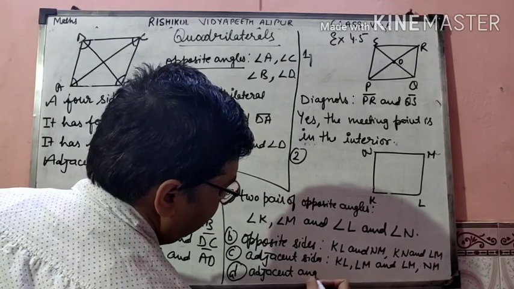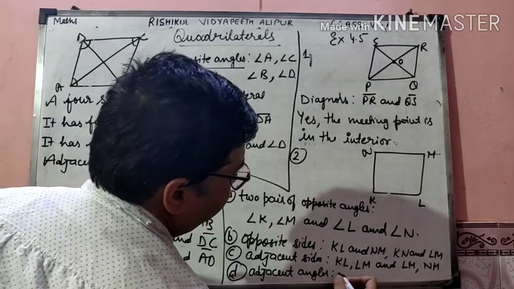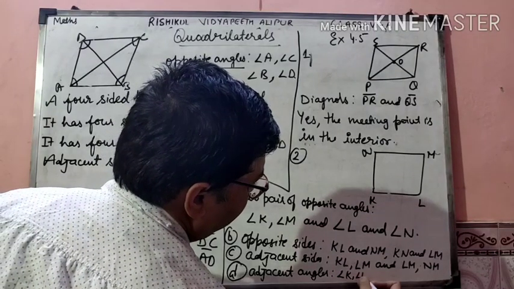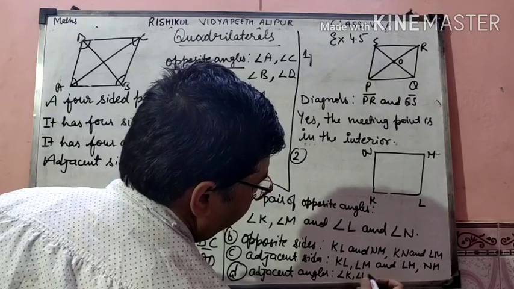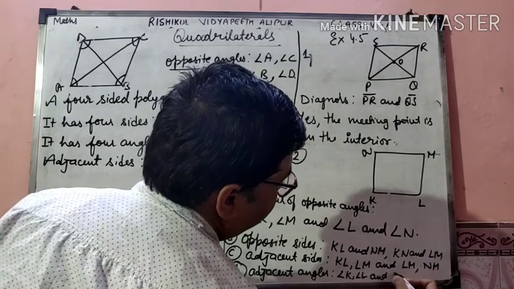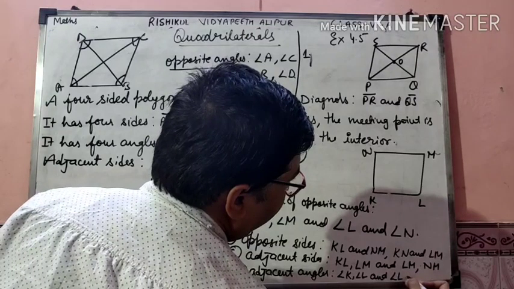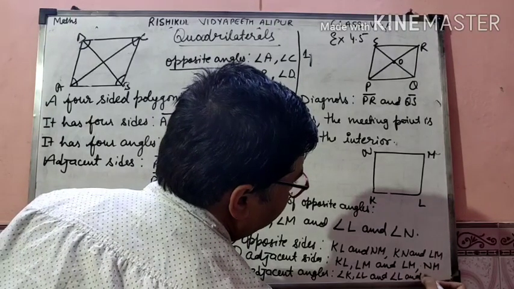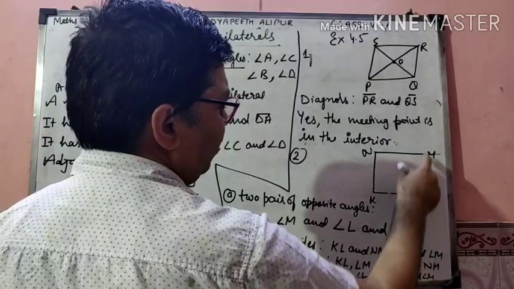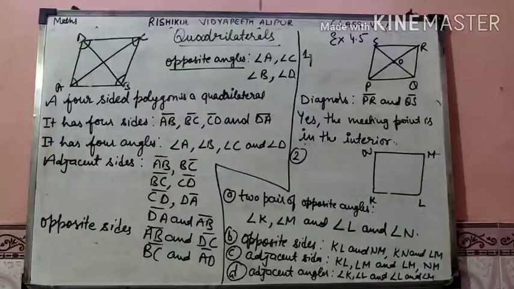Adjacent angles. Angle K is adjacent to L, and L is adjacent to M. Is that clear, students? Any doubt?